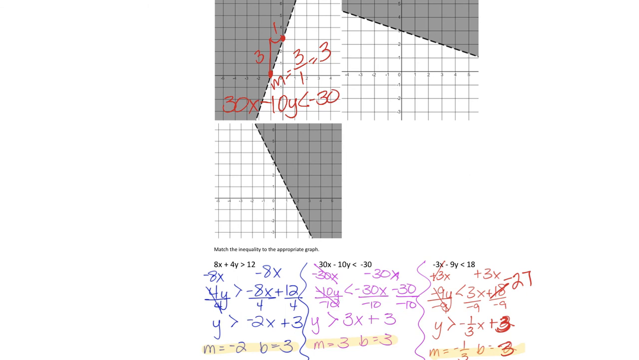Let's check the next one. Here I have 2 pretty points. We're looking at this one. So I have a rise of 1 and a run of 3. So this would be 1/3 for our slope. And of course it is negative. So -3x minus 9y is less than -27. We had to change that one.